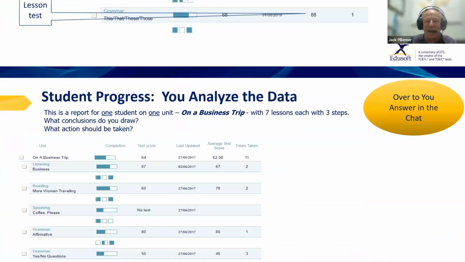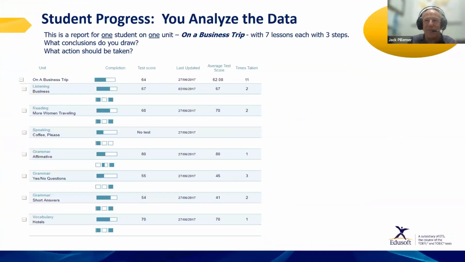So now here's the exercise. This is a report for one student on one unit. The unit's called On a Business Trip, because you can see on the top. It's got 7 lessons. Each lesson has 3 steps. And the questions are, what conclusions do you draw overall? Or about this. Remember, it's on one student. It's not the whole class, one student. Very, very focused. And what action should be taken?